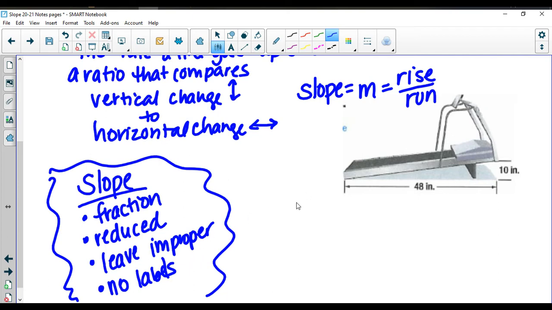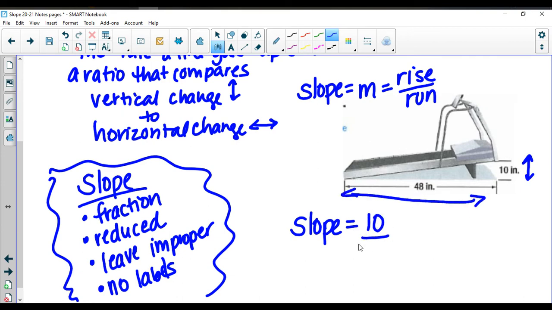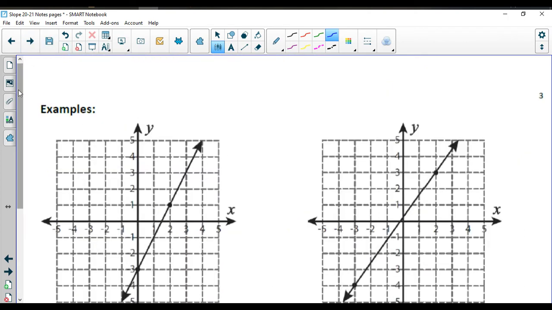When we take a look at this treadmill, we can actually define the slope of the treadmill. We can look at the rise, which would be the up and down vertical change of 10, and compare that to the horizontal side-to-side change of 48. You do need to reduce this. Remember, our slope is always going to be a fraction and it needs to be reduced. When we reduce, we get 5/24. So the slope of this treadmill is considered 5/24. Let's take a look at what this looks like on a graph.